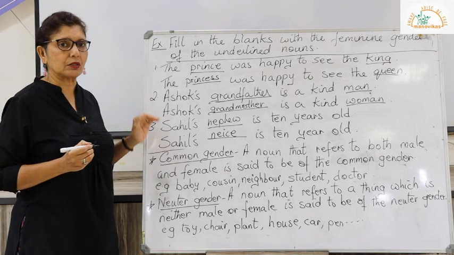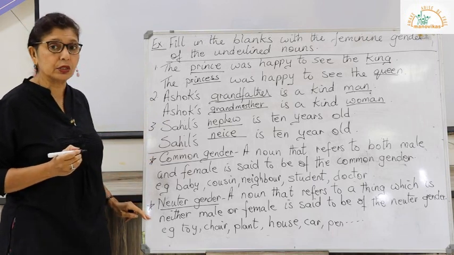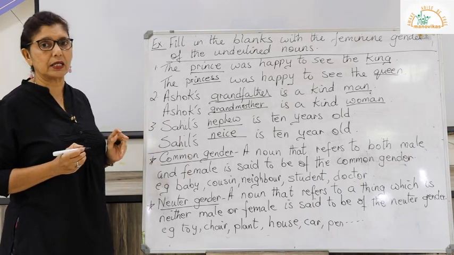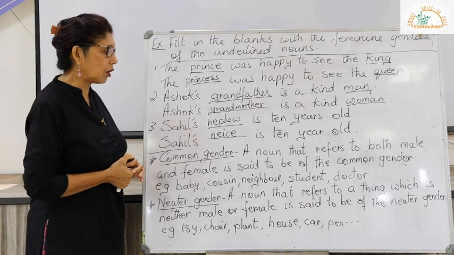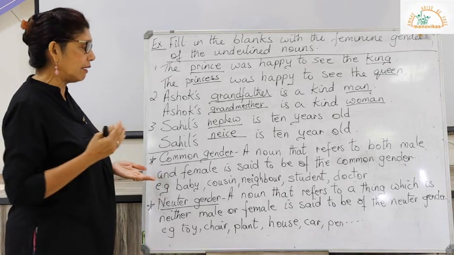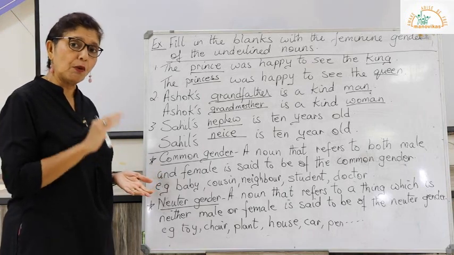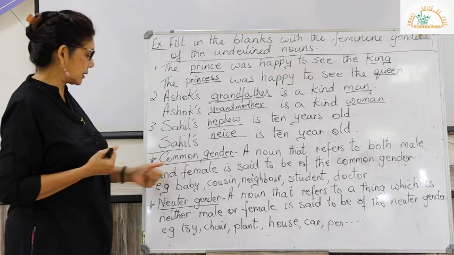Now there are two more genders. We have learned masculine, feminine. Now there are two more, that is common and neuter. So let's see what is a common gender and what is a neuter gender. What is a common gender? A common gender is a noun that refers to both male and female. You'll understand it better with the examples.